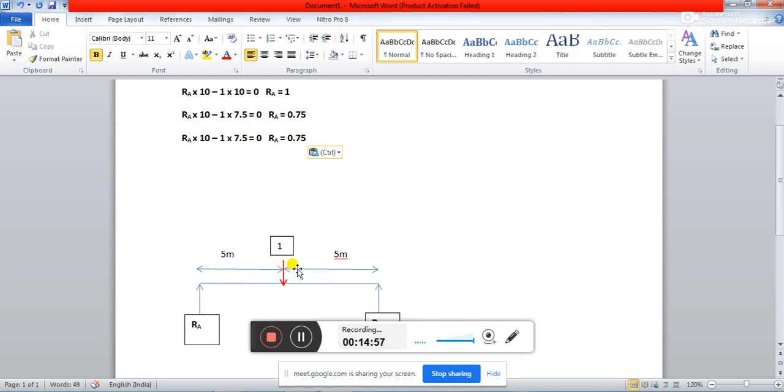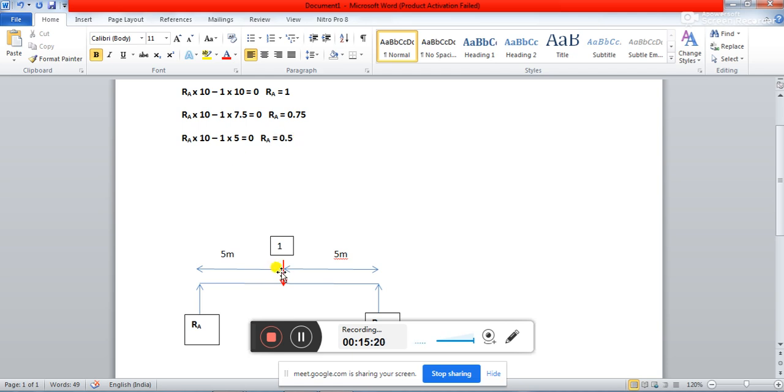So if you want to take the moment about point B, this is going to be equal to 1 multiplied by 5. So that is going to be equal to 0.5, isn't it? Sorry, 0.5. Is it clear to everyone? These 3 steps, have you understood clearly? Okay. Yes, sir. Yes, sir.